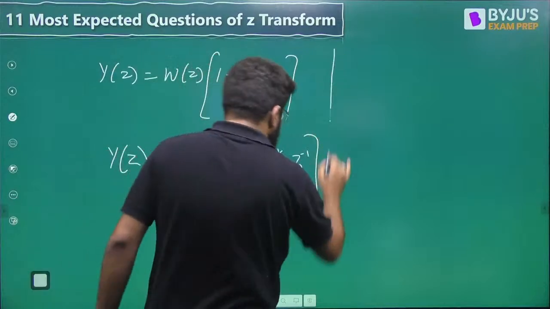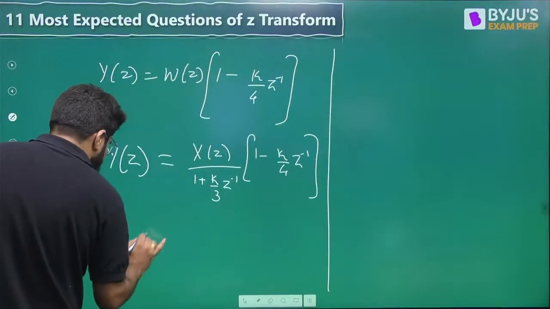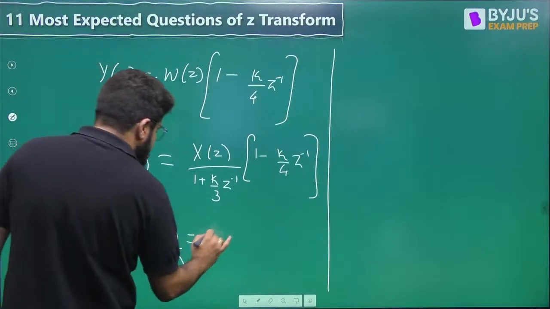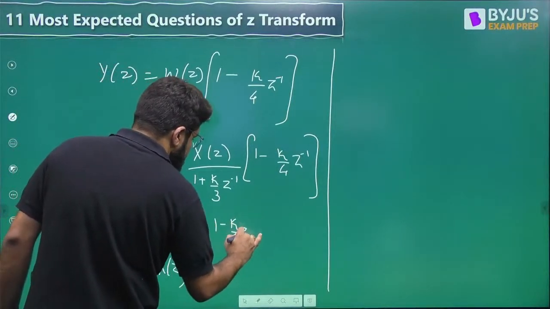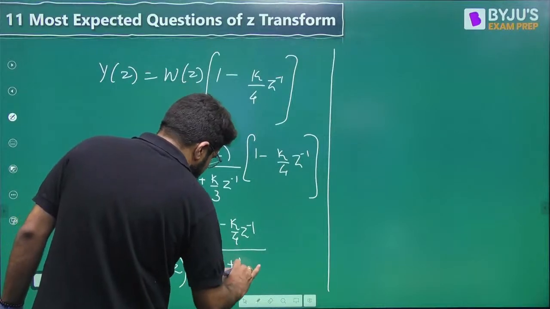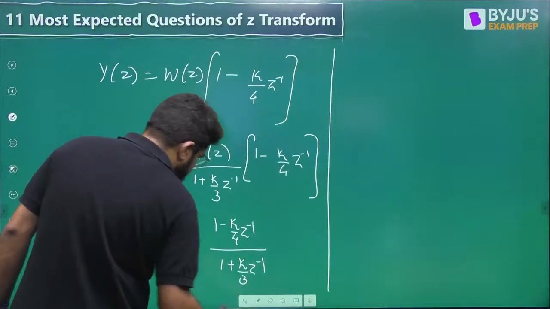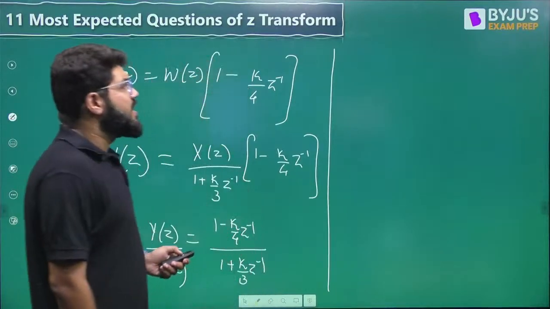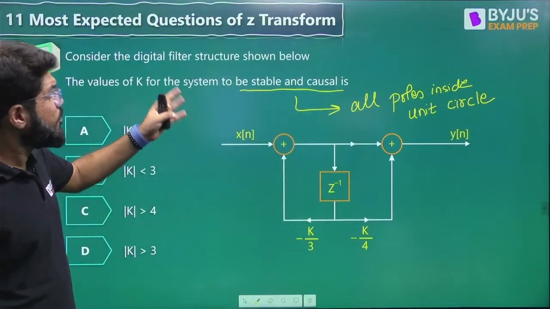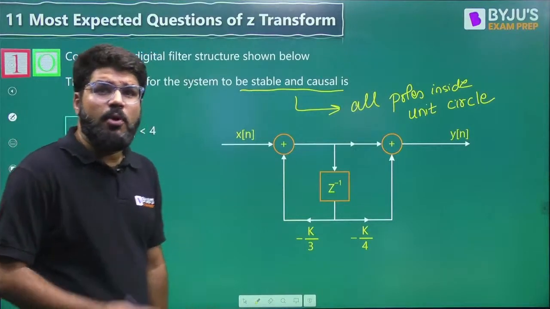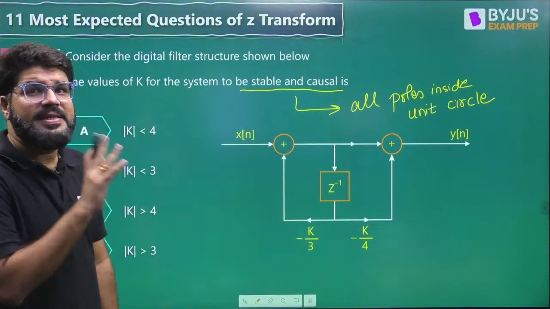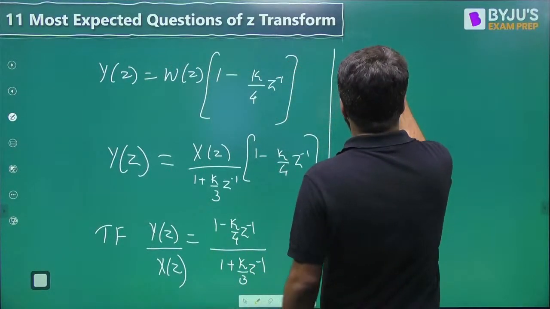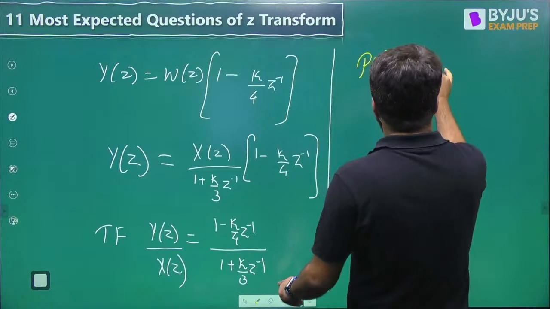So now, eventually, what is the transfer function again? The transfer function is once again the ratio of the output Z transform to the input Z transform, which is 1 minus K by 4 Z inverse divided by 1 plus K by 3 Z inverse, right? What is the pole? Now, the question is about stability and causality, and for the system to be both stable and causal, all the poles must be inside the unit circle. So, where are the poles? I am able to see that there is only going to be one pole.